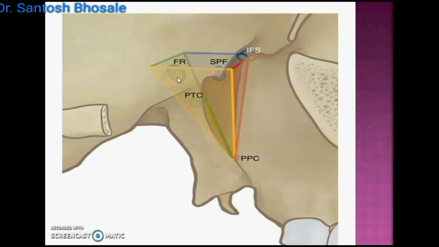You can see the 2 major openings in the posterior wall: pterygoid canal and foramen rotundum. Foramen rotundum transmits the maxillary nerve. Pterygoid canal transmits the artery of the pterygoid canal and the nerve of the pterygoid canal. In the medial wall, the sphenopalatine foramen.